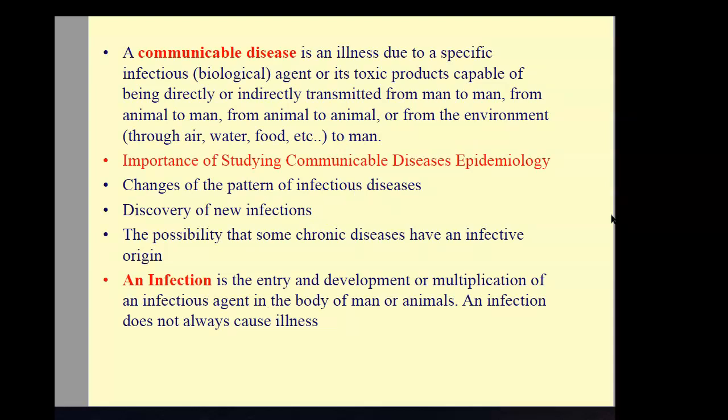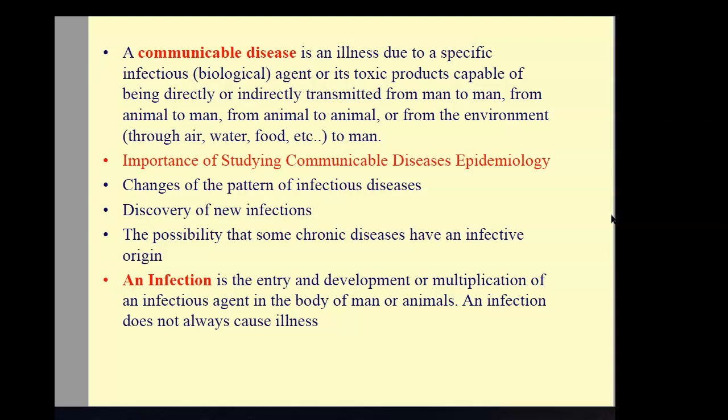It's important to look at some terminologies that will be helpful even as nurses in our training, so we are confident when we have to deal with any infectious diseases. The first thing we want to look at is what a communicable disease is. A communicable disease is an illness that is most of the time due to a specific biological infectious agent or its toxic product that is capable of being directly or indirectly transmitted from man to man, or from animal to man, or even from animal to animal, or from the environment through the air, water, food, etc.